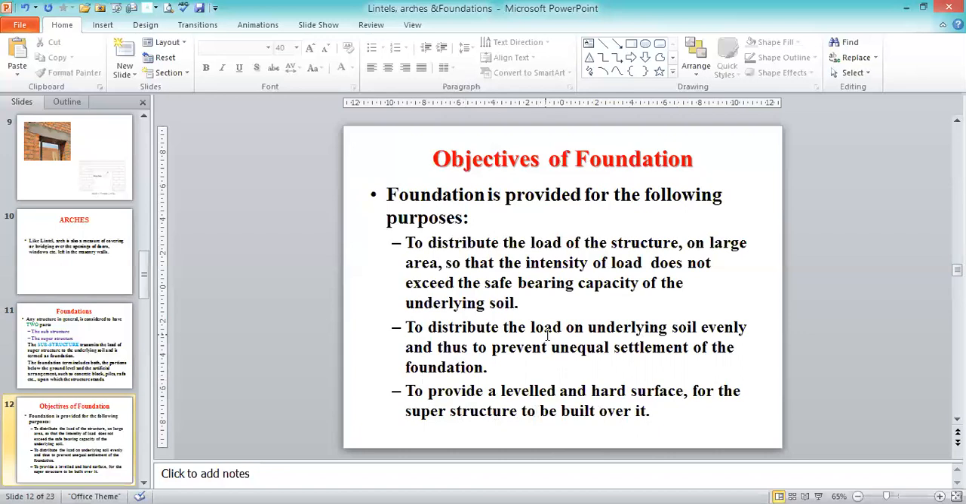So these are some of the important objectives of why the foundation is designed, or why the foundation is provided for the construction.